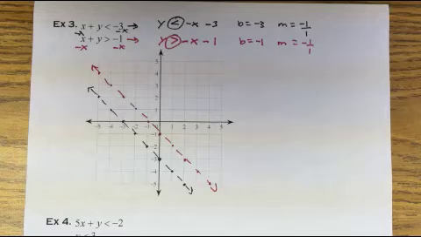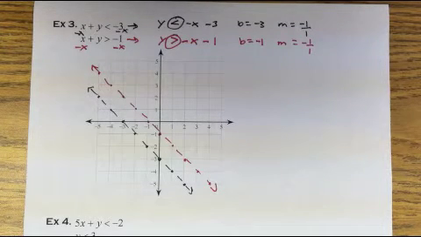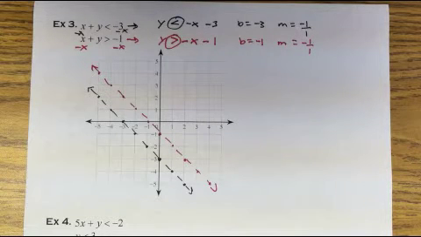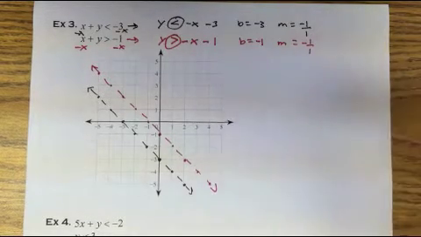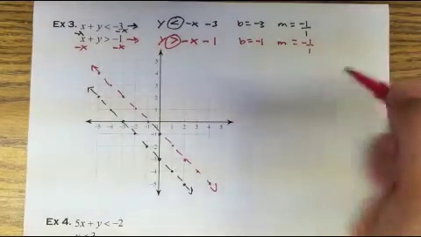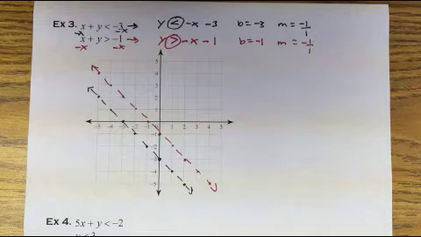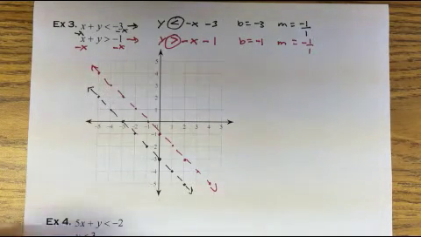Okay. Step 3 for both is we have to decide where to shade. Okay, I'm gonna do test points again, and then on the last example I'll do the calculator. Okay, so let's do test points. What is pretty much always our test point, unless the line goes through it? It's 0, 0. You got it.